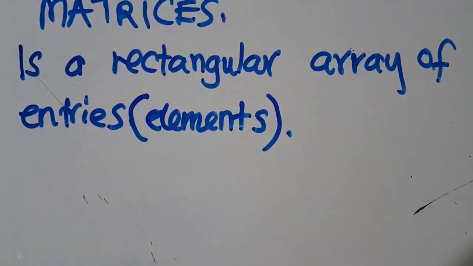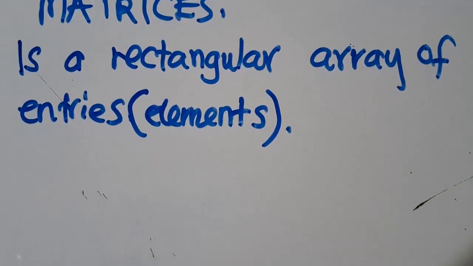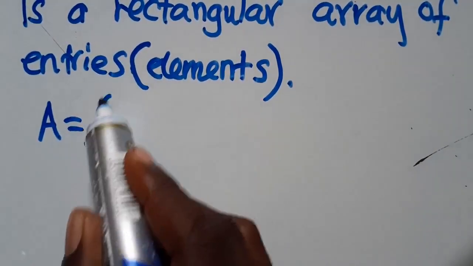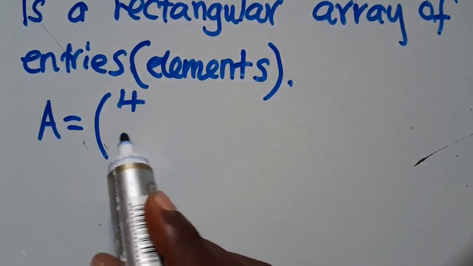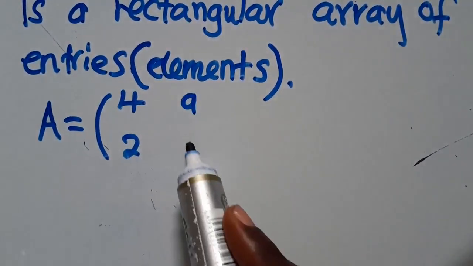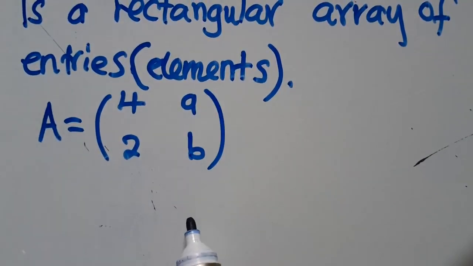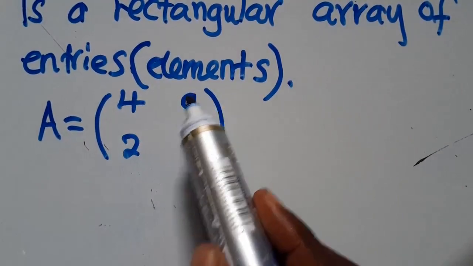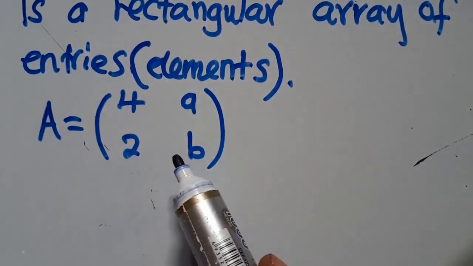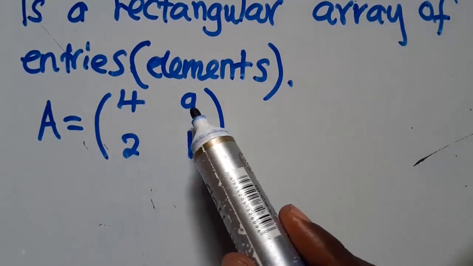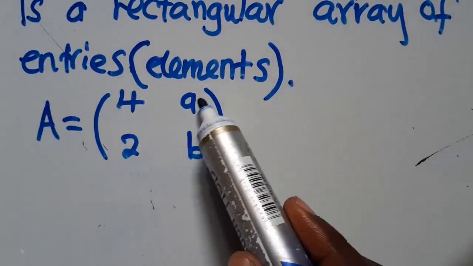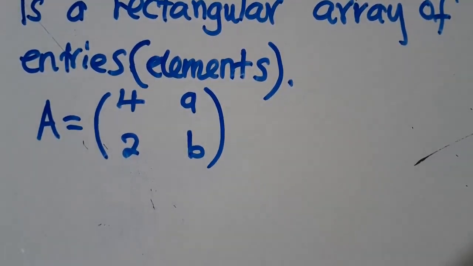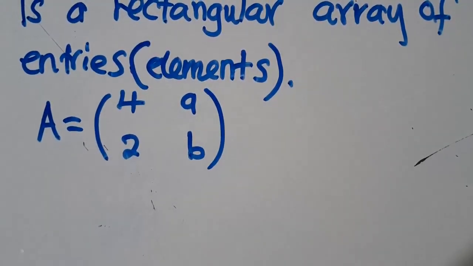Now, what is an example of a matrix? Let's say A is equal to, this is an example, 4, 2, A, B. So this is a matrix. Inside the matrix, we find elements. These are elements or entries. You can call them elements or entries. It is just one and the same thing.